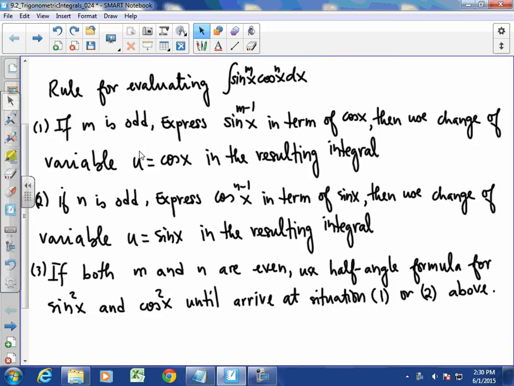So if we are integrating sine to the m x dx times cosine to the n x dx, then we check whether m is odd, in which case we know what to do, or if not, we check if n is odd, in which case we know what to do, or if both are even, in which case we also know what to do. Now let's see.